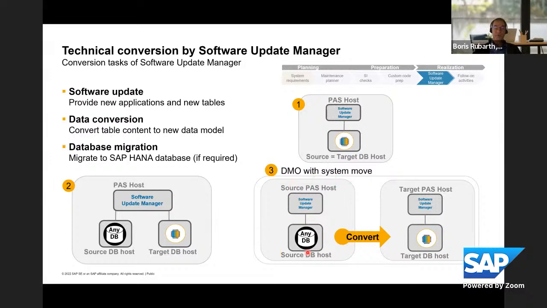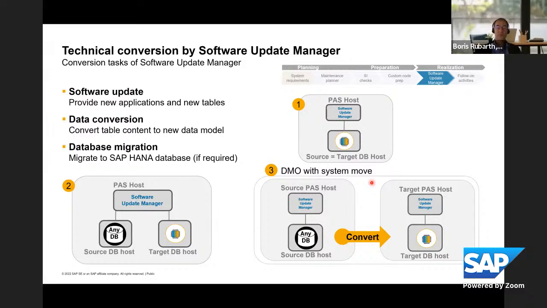So we start the procedure on the source and we combine the system conversion with a move to new hardware, where even the application server level is changed. So in this third illustration, we no longer call this an in-place procedure, but this is the procedure where we can also change the application server host. We will have a look at this DMO with system move after the following slide.